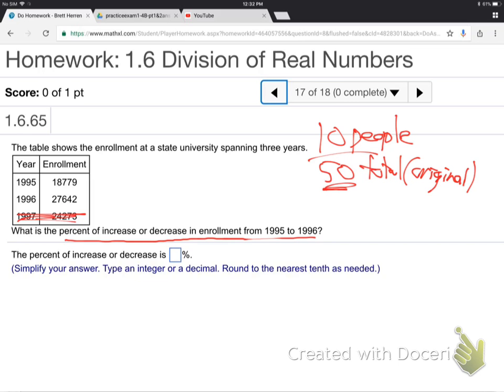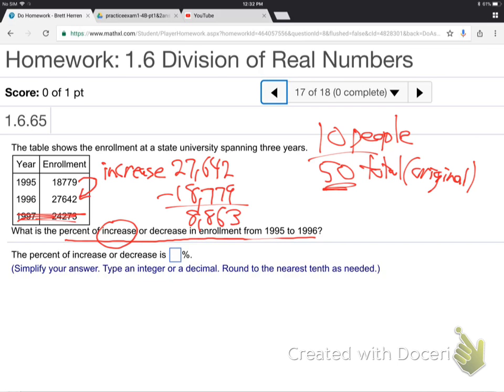So if enrollment went from 18,779 to 27,642, what's the percent increase? So first off, what is the increase? Let's worry about percentage in a minute. What is the increase? How many more people? We'd have to subtract, wouldn't we? Is that what it is? So just take the 27,642 minus 18,779. And what did you say it is? You got it? 8863? Thank you.